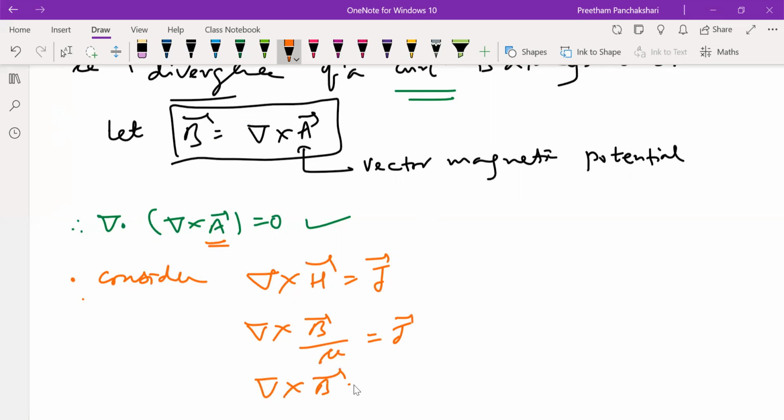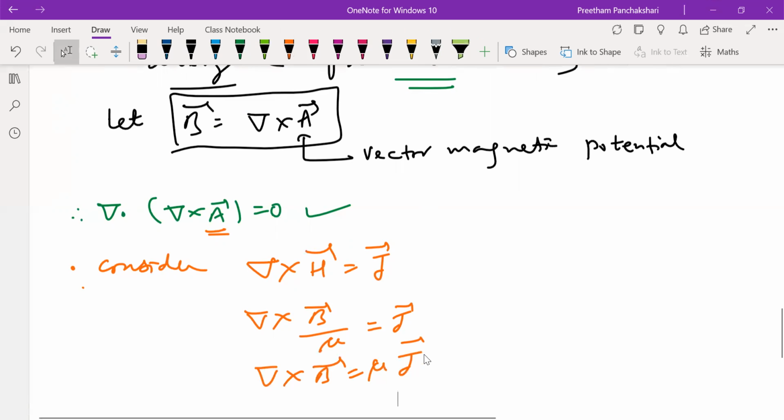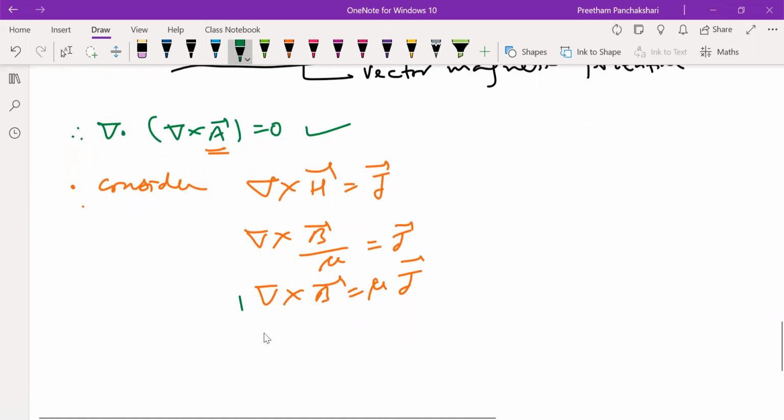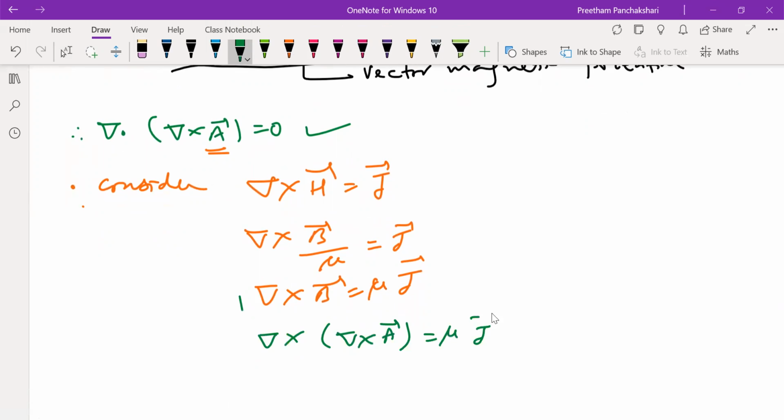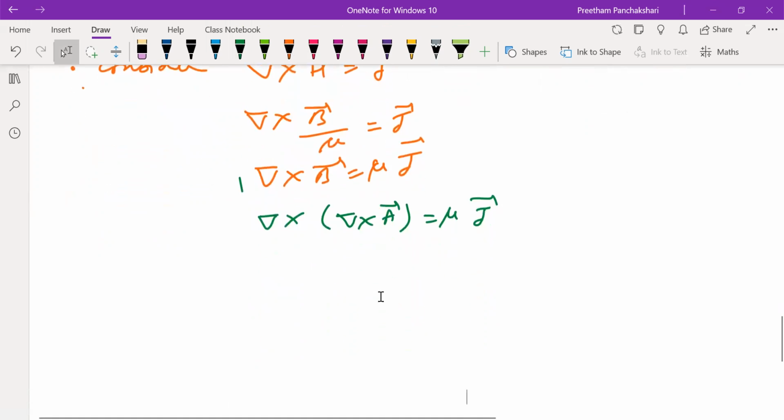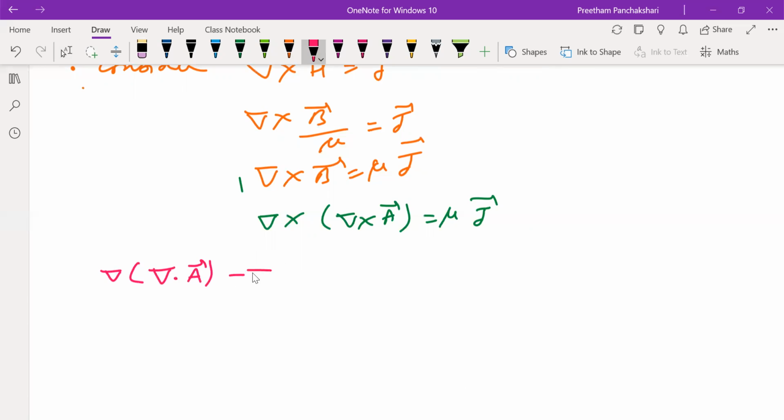So curl B is equal to mu J. This is Ampere's law in terms of B. Now let me introduce A here: curl of curl A is equal to mu J. But here double curl is not zero. Curl of a vector is not zero, but it can be expanded. So the curl of curl A can be expanded as del into del dot A minus del square A is equal to mu J. The expansion of double curl is taken from vector algebra, which gives us this relation. In this case, there are two terms which are very useful for us. One is divergence of A. So point to be noted.